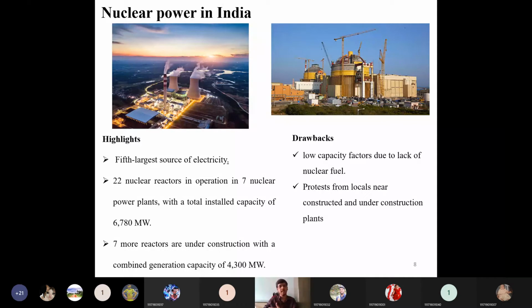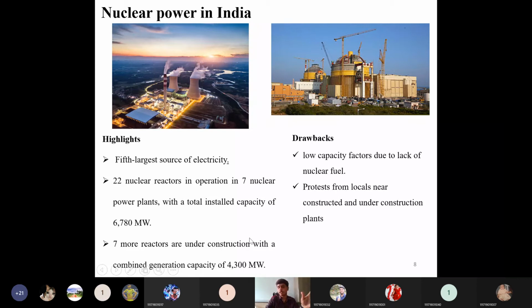Apart from this, we have common conventional sources like steam power plants, hydrothermal power plants, tidal power, wind power, everything is there. So nuclear power is the fifth largest in India, and there are 22 nuclear reactors in operation in India, in 7 nuclear power plants. Inside those 7 nuclear power plants, there are 22 nuclear reactors with a total installed capacity of 6,780 megawatts. Okay, MW is megawatt, and 7 more reactors are under construction with a combined generation capacity of 4,300 megawatts.